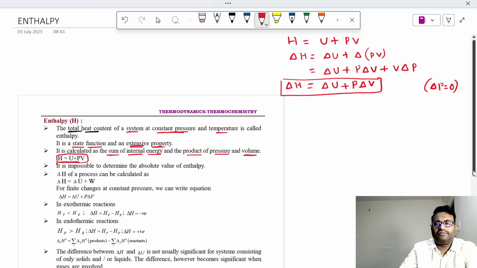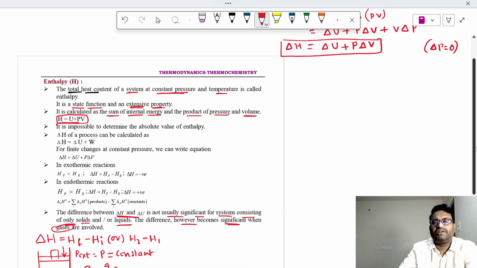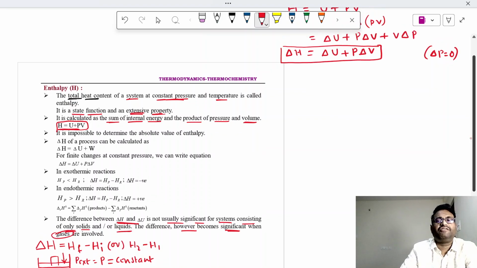So when you take a gas, the difference between delta H and delta U is not significant for systems containing only solids or liquids. But the difference becomes significant when gases are involved. When gases are involved, the difference between delta H and delta U becomes significant.